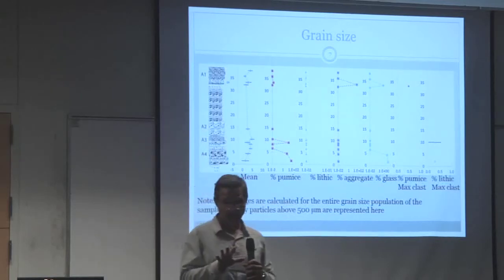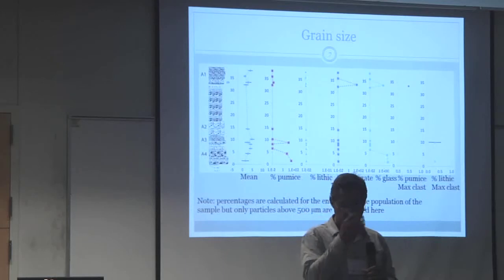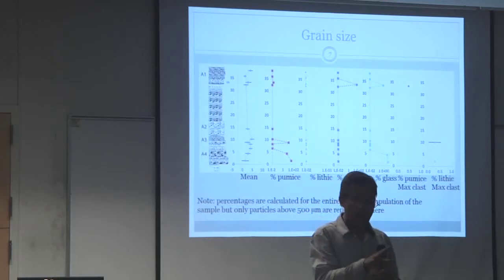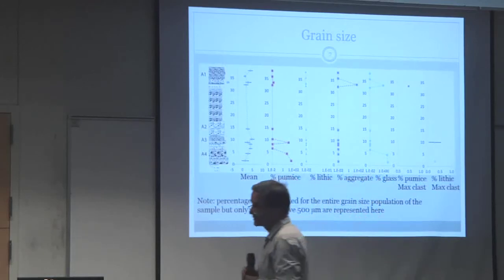Pumice or lithics or both? We do both, actually, because they have different densities, so they might act differently aerodynamically. And in fact, if they are radically out of phase aerodynamically, that means something else is going on.